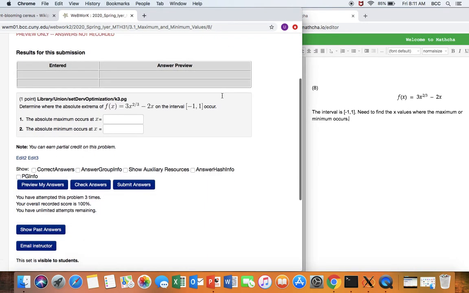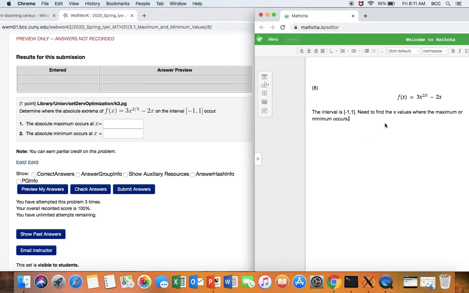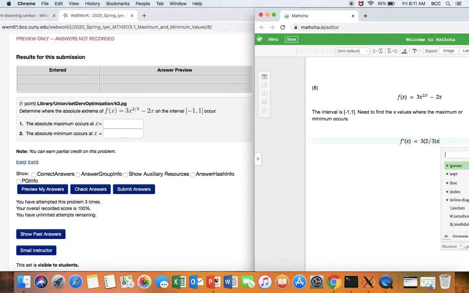Oops, clicked on the wrong one. There you go. So as always, we need to first find critical numbers. Notice this function is defined everywhere because this is a positive power. Everything is fine here. But let's look at the derivative. It is 3 times, well, the power has to come down, 2/3 times x to the power 2/3 minus 1. Got that?